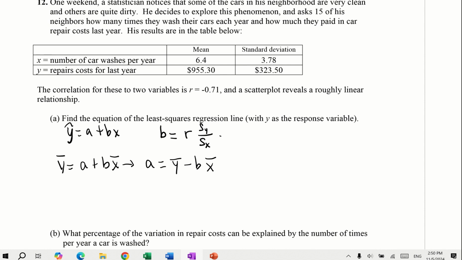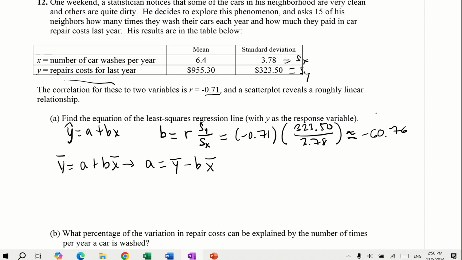All right, so let's calculate b first. We know that r is negative 0.71, so all you gotta do is just plug and chug. This is sy, because that's for y, repair costs, and this is sx. So we get $323.50 divided by 3.78. Let's do this on the calculator and see what we get. Doing it on the calculator, you get negative 60.763.